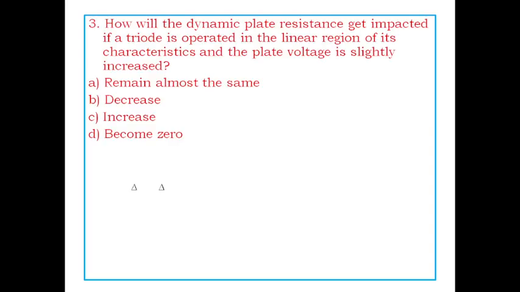Let's see the third question here. How will the dynamic plate resistance be affected if a triode is operated in the linear region of its characteristics and the plate voltage is slightly increased? First of all, you need to understand that the dynamic resistance is given by R equal to delta V by delta I, that is the change in voltage by the change in current, and it is mentioned that this triode is operating in a linear region.